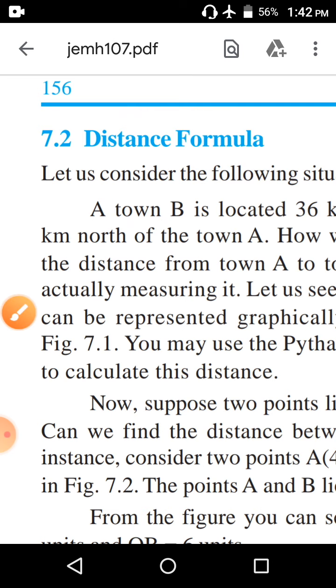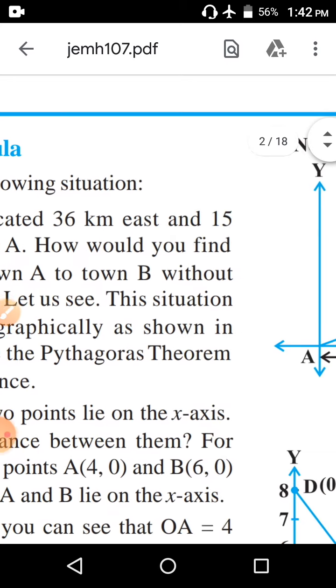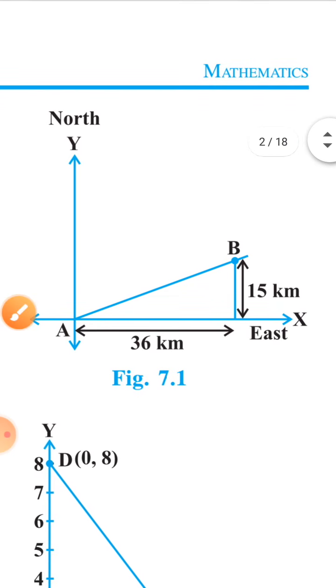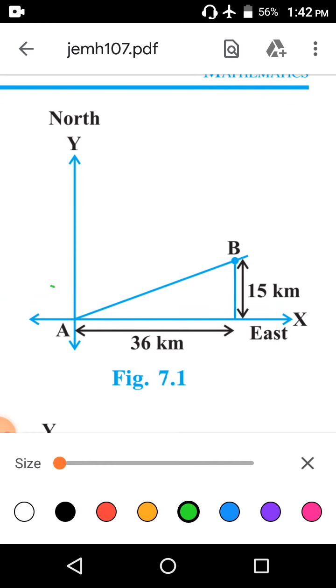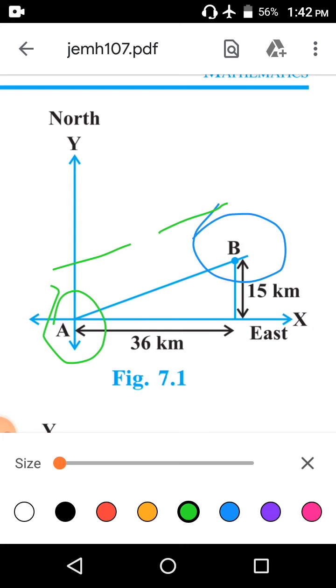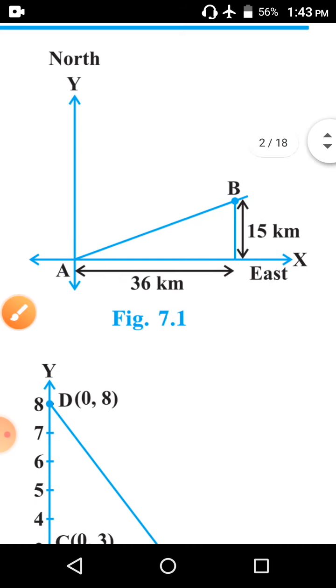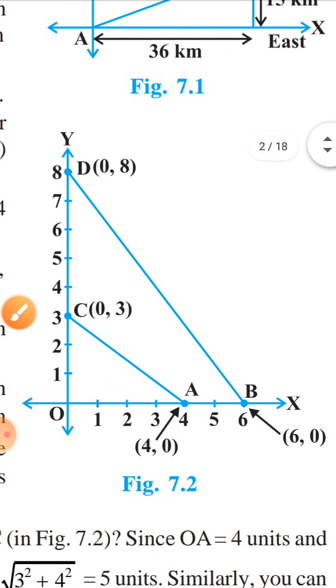Let us take an example. In this diagram there is one point, which I am going to mark as A, and another point B. We are asked to find the distance AB. If you make a right angle triangle, then it is very simple. The distance AB squared is AC squared plus BC squared, from the Pythagoras theorem. This is the concept behind the distance formula, and we'll use it to understand the formula.